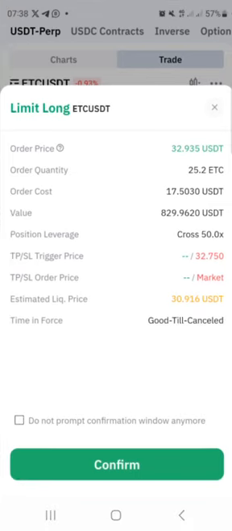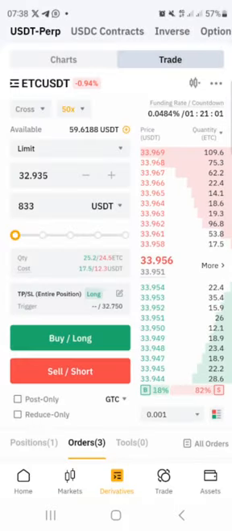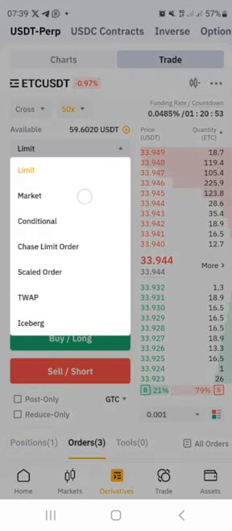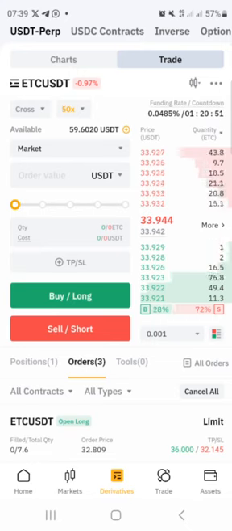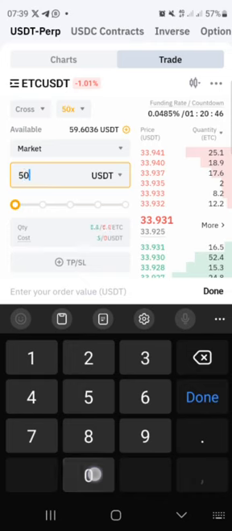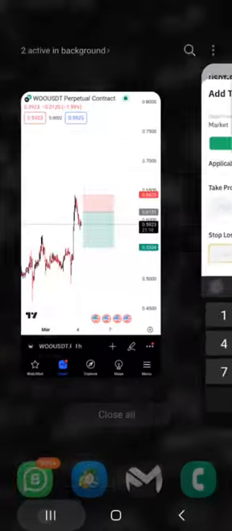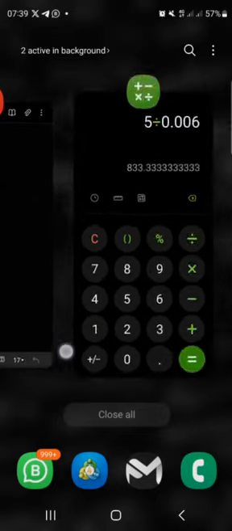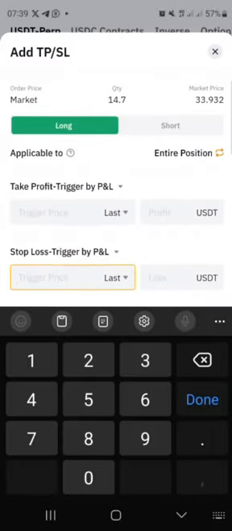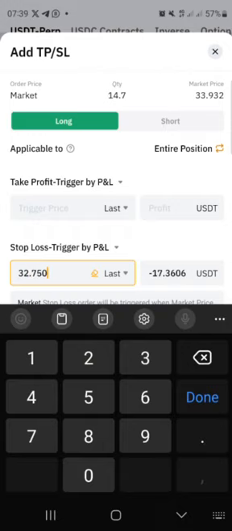So now this trade is a limit order. Let's say this trade now is a market order. What you do, like I said before, is change to market, do your plus and minus. You want to lose just $5 on this trade. You can start here with like 500, put your order value 500, go to your stop loss. What was the stop loss? The stop loss was 32.750. So it's showing $17.